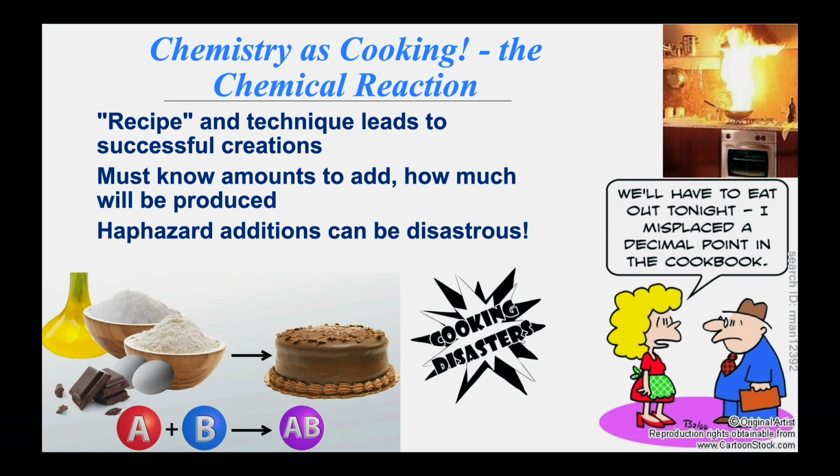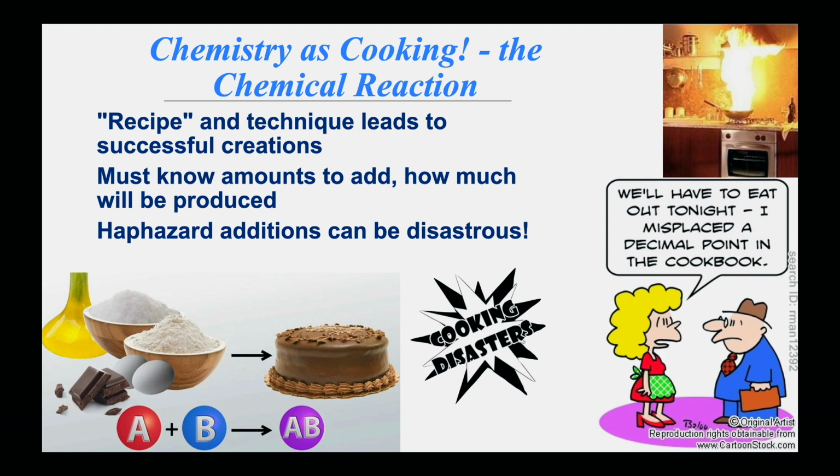So down there on the bottom, you can see there's some chocolate and flour and sugar and eggs and stuff, and they're making a cake, all right? And that's similar to a chemical reaction where A and B come together to make some new compound. Let's call them AB. But if you have too much of one, then sometimes things get crazy, or if you don't have enough of one, it can be bad.